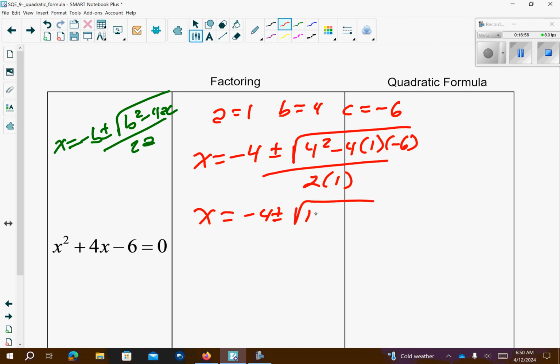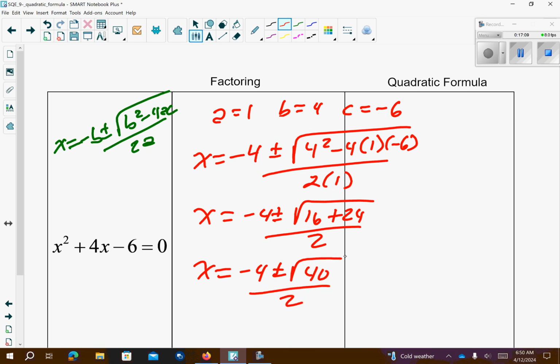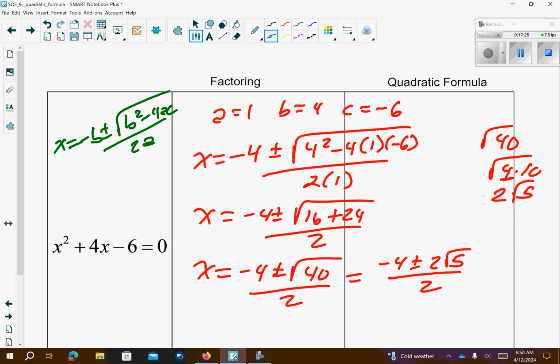4 squared is 16. Negative 4 times 1 is negative 4. Negative 4 times negative 6 is positive 24. So x equals negative 4 plus or minus the square root of 40 over 2. Square root 40 is going to break down to 4 times 10, which is going to be 2 root 10, because square root of 4 is 2. So I'm going to replace square root 40 with 2 root 10. Everything outside reduces by 2. So x equals negative 2 plus or minus the square root of 10. There's my answer.